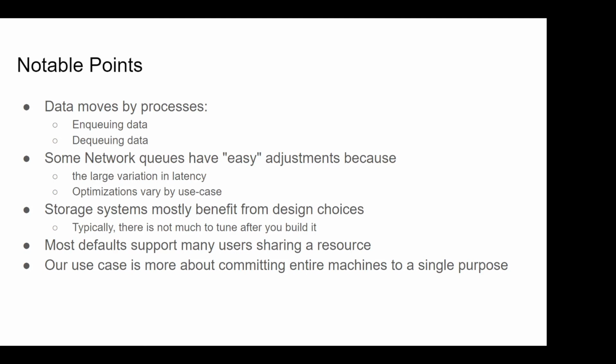And you get more throughput into and out of that storage system. Most of the defaults in things like Linux and Windows and Mac OS support many users sharing a resource. If you look at the way Linux is designed, it supports many people taking many files from many places in the storage system at once. But our use case, when we build such things as DTN, such things as Mana and company, is to commit entire machines to a single purpose. So sometimes there are optimizations to be had that are counter to the default design of the systems.